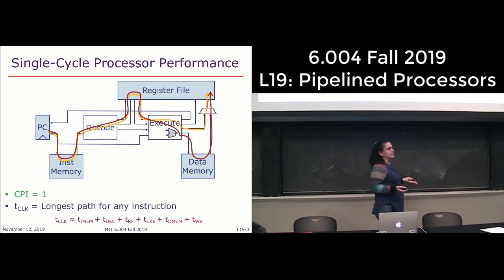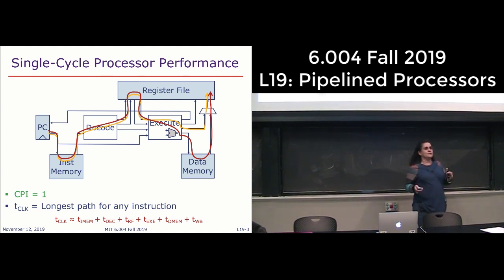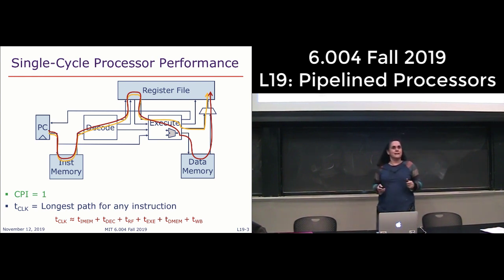So what does our clock period look like? Well, our clock period is essentially the amount of time it takes to fetch your instruction from the instruction memory, plus the time to decode the instruction, then the time to read the registers from the register file, the time to do the execute in our ALU, the time it takes to then fetch from our data memory, and finally, the time it takes to write back to our register file. So clearly, putting all of these things together is going to be quite long, right? So we want to see what we can do in order to reduce this T clock.